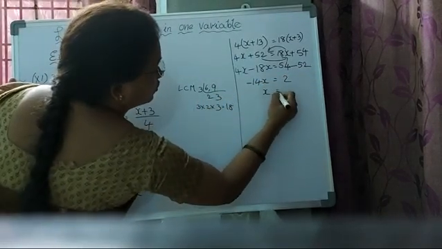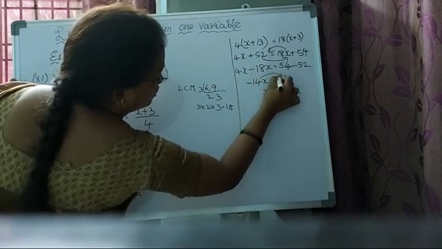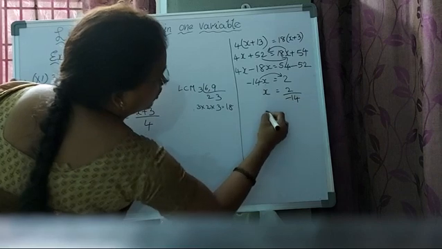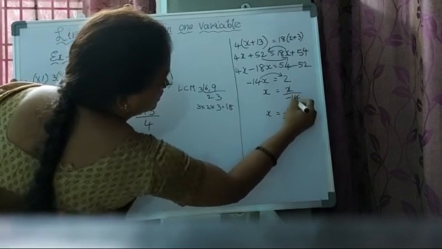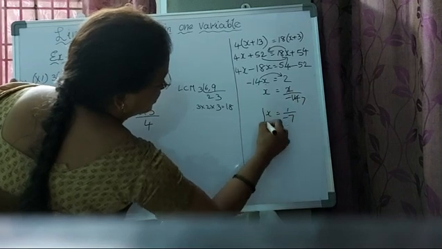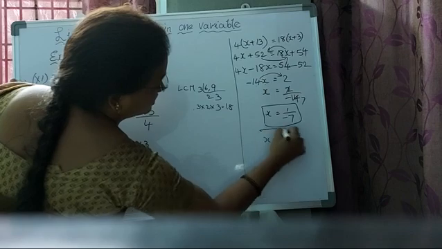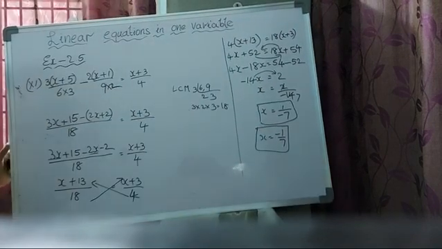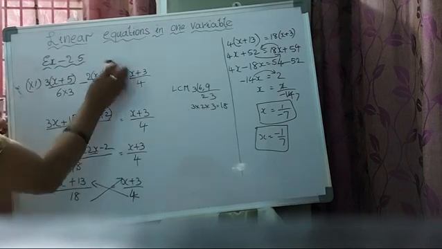So x is equal to 2 by, here it is multiplying, if you transpose, it becomes division. So x is equal to 1 by 7. So x is equal to minus 1 by 7 is the solution. In this way we have to solve the problems.